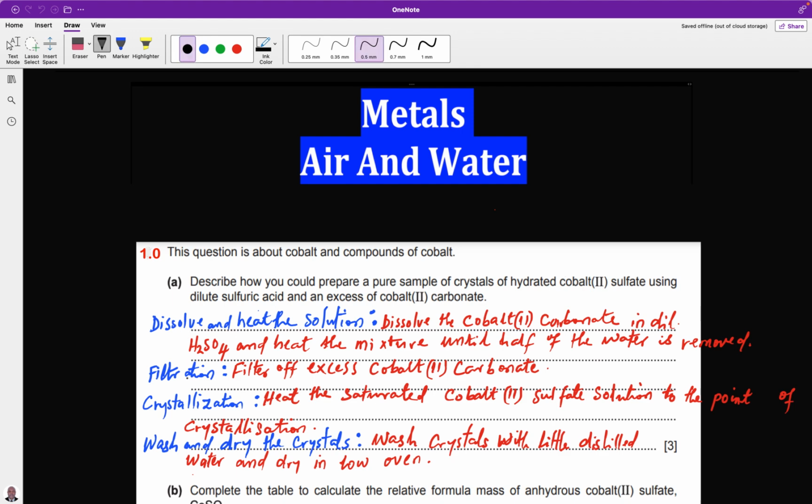The next step will be filtration. Filter off excess cobalt-2 carbonate. When you filter off excess cobalt-2 carbonate, you are now left with a concentrated solution. Next step will be crystallization. Heat the saturated cobalt-2 sulfate solution to the point of crystallization. And the last point will be wash and dry the crystals. Wash crystals with little distilled or deionized water and dry in a low oven. And when you do that, pure crystals of hydrated cobalt-2 sulfate will be produced.